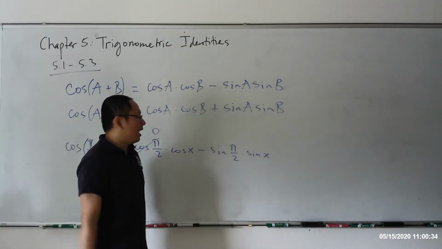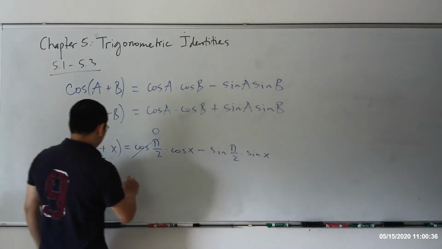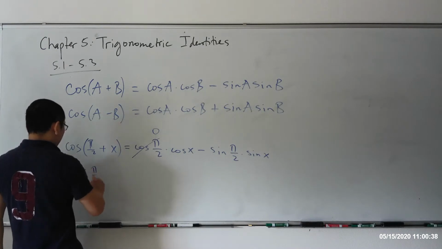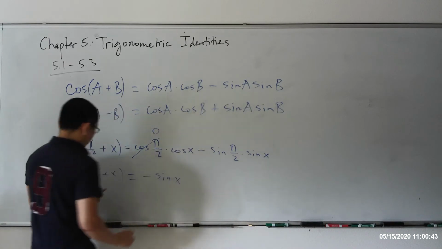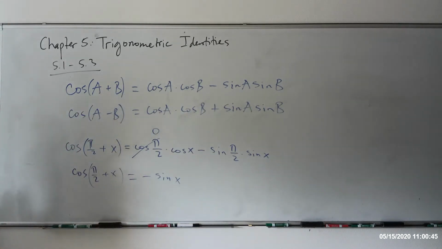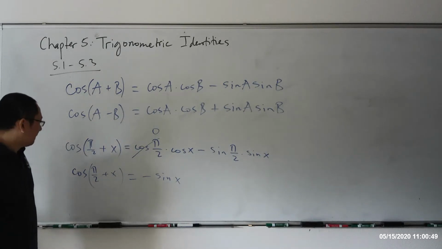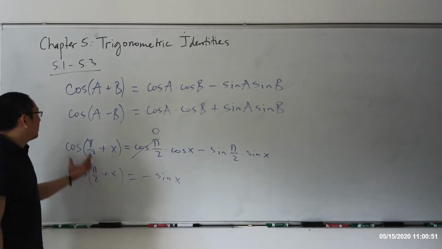So sine of pi over 2 is 1, so this is 1. So this is equal to cosine of pi over 2 plus x, really equal to negative sine x. You see the relationship between sine and cosine. Look at the angle 90 degrees. Okay, you have it.